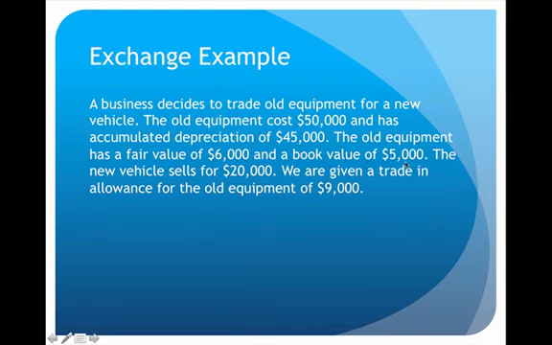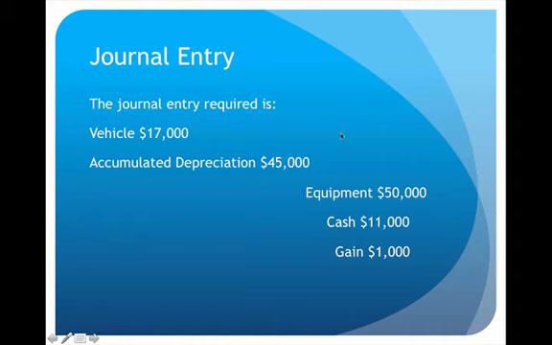The new vehicle is going to sell for $20,000, and they're going to give us a trade-in allowance of $9,000. Well, notice how that exceeds the fair value. Remember that. That's going to come in handy on this journal entry. So here's the journal entry that is required. Now, what I have to do with a journal entry like this, I have to record the new asset, and I have to get rid of the old asset. Well, the new asset is the vehicle, so I'll debit vehicle. The old asset is the equipment, so I credit equipment.